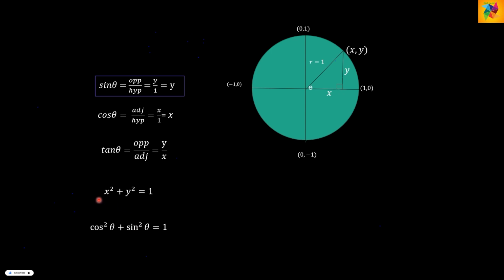So remember that all you have to do is substitute x for cosine and y for sine. And when you're squaring it, please make sure that we put the square directly above the cosine and also directly above the sine. Do not put the square on top of the angle.